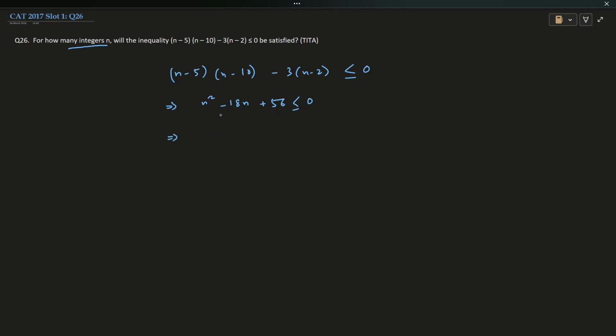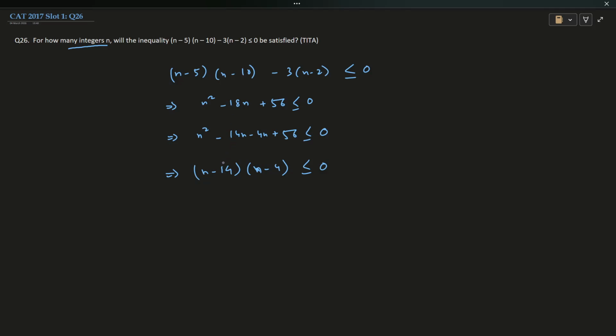So this can be written as n square minus 14n minus 4n plus 56 is less than or equal to 0. This can be written as n minus 14 into n minus 4 less than or equal to 0, right?